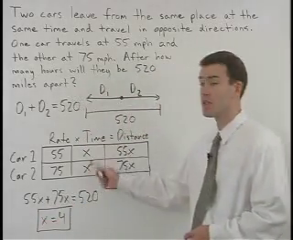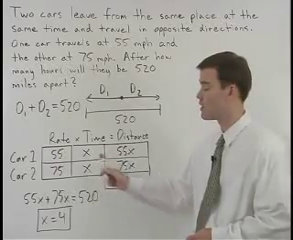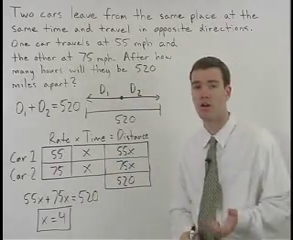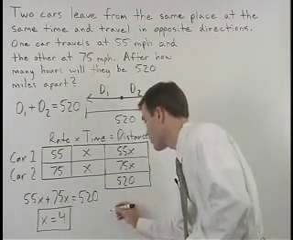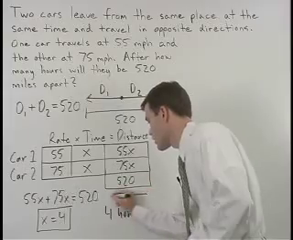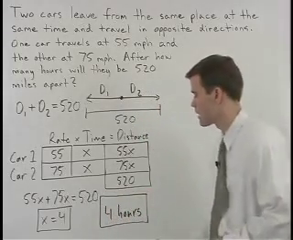Since x represents the time for each car in our chart, we know that our cars will be 520 miles apart after 4 hours. And that's our answer.